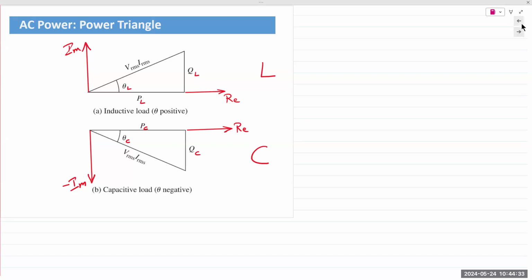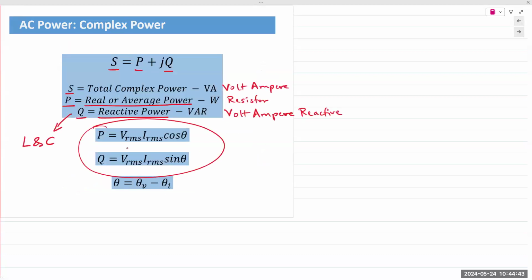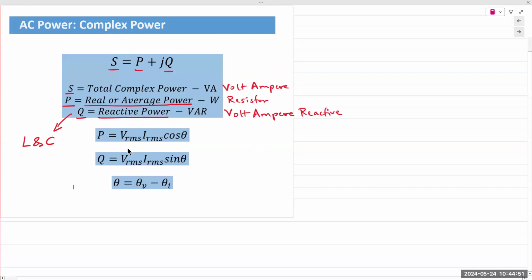The hypotenuse is simply the product of the RMS values of the voltage and current. And that's how we get the equations for P and Q. P, the real power, is VRMS IRMS cosine theta, and Q is VI sine theta. This, of course, is only for a resistor, and this is for inductor and capacitor. It comes from trigonometric identities.